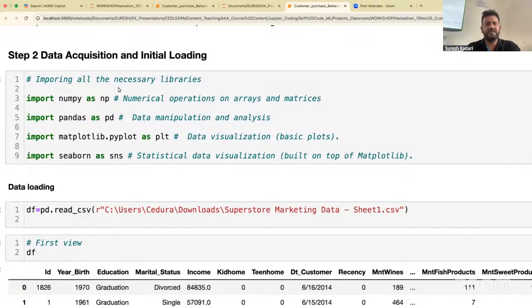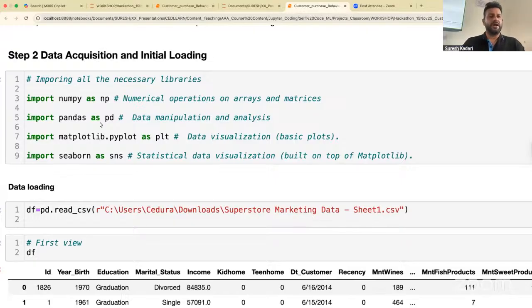So the second step is, first I understood the objectives and the basics about the data. Then I need to handle that. So that is where you do data acquisition. I need to acquire the data and do the initial loading. It can be anything. So here I'm assuming that somebody gave me a CSV file.